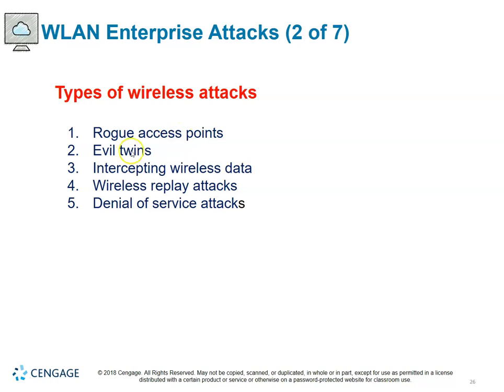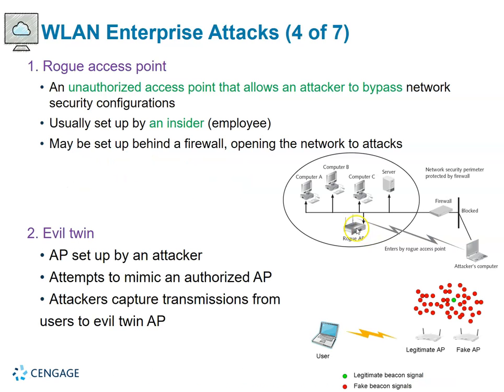So what are the types of wireless attacks we'll be looking at? We have rogue access points, evil twins, intercepting wireless data, wireless replay attacks, and denial of service attacks. These are the 5 common types of attacks we'll see in wireless networks. So let's look at them one by one.